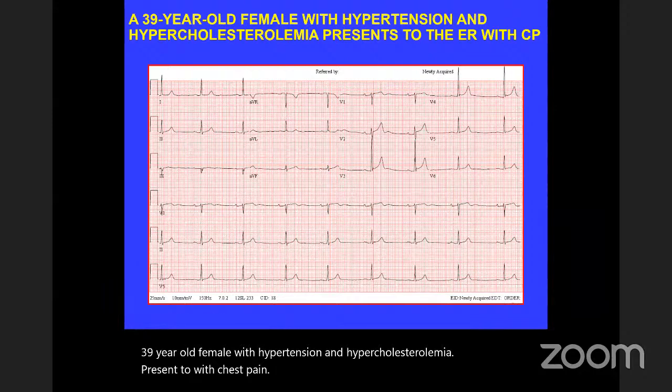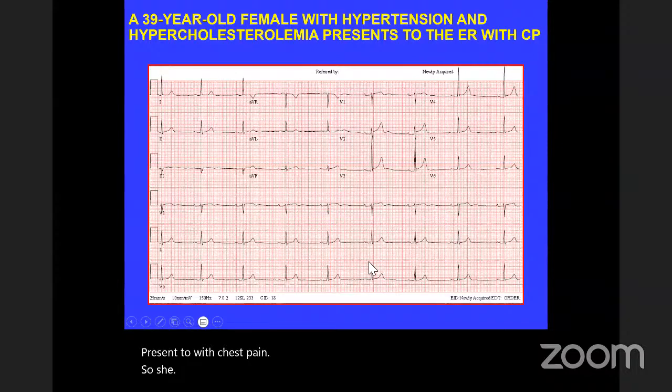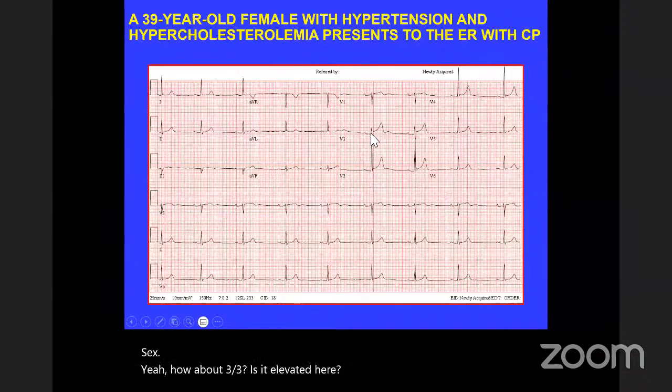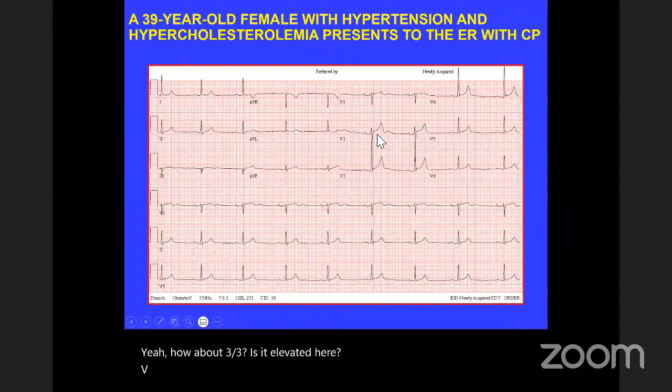So she's bradycardic, right? And so she's in sinus bradycardia, actually. But the ST segments here on V4, V5, V6, I think they're not elevated, right? It's not significant. How about V3? Is it elevated here? V2. It's above the J point, you know, the baseline. It's above the baseline, actually.